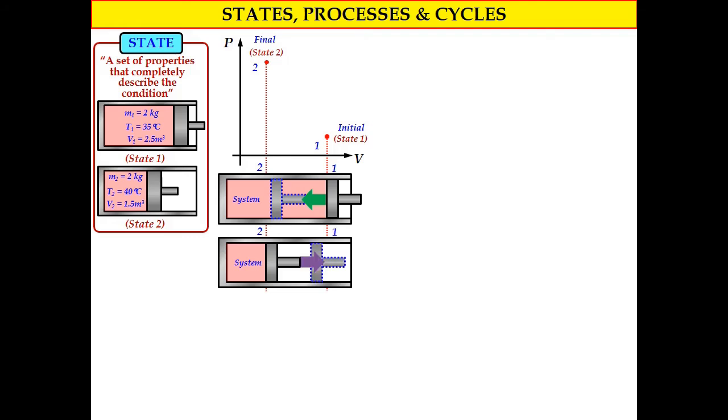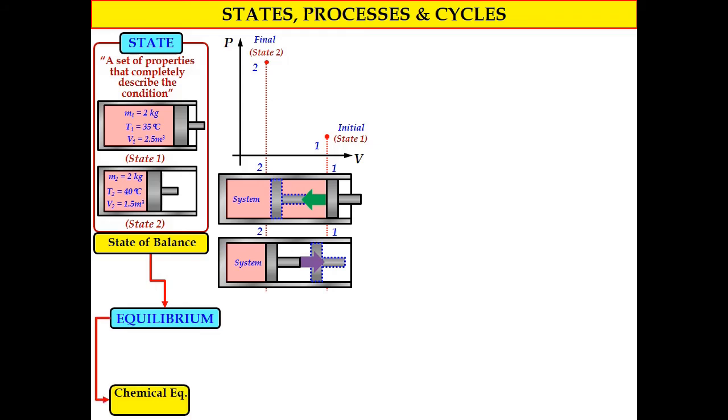The movement of the piston will continue. The state of balance we call equilibrium. There are a few types of equilibrium for the states. First, we have chemical equilibrium, where in the process no chemical reaction occurs. The second one is phase equilibrium, where for different states we have the same phase mass.